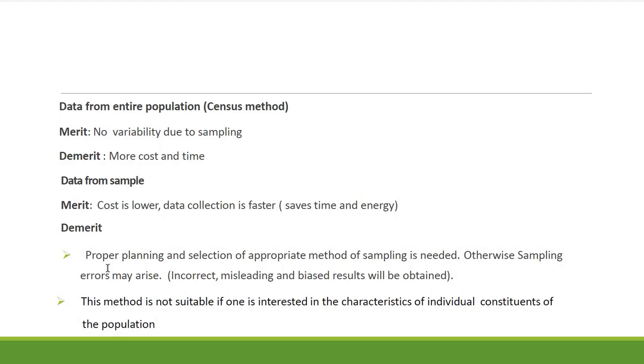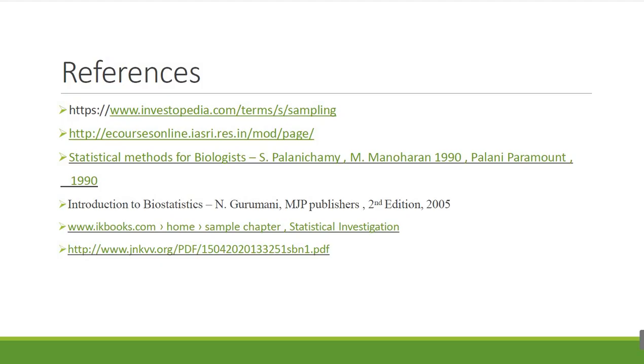Collecting the data from the entire population is better if we are interested in knowing the characteristics of all the individual constituents of the population. If that is so, we may not be able to adopt the sampling methods. That is another demerit of the sampling method. About the different types of sampling methods, we'll see in our next video.